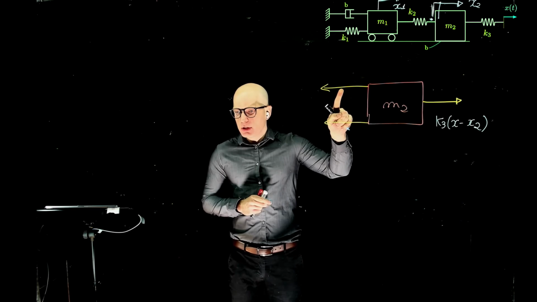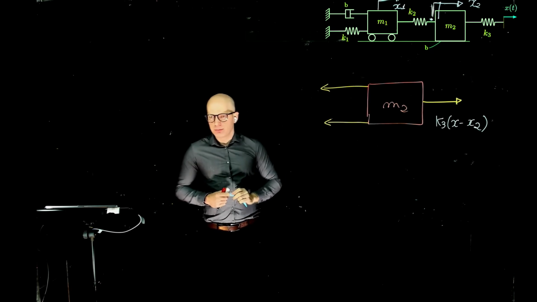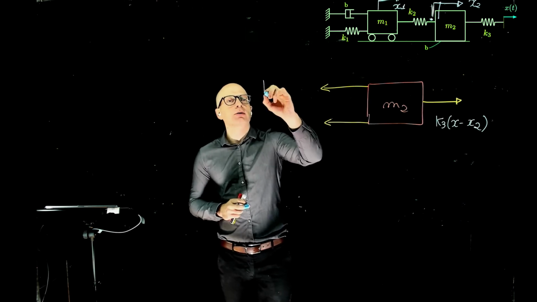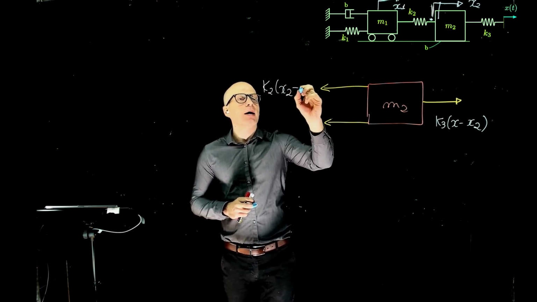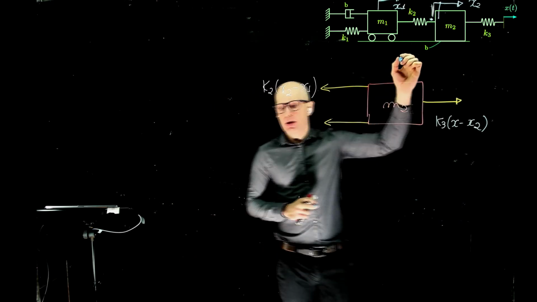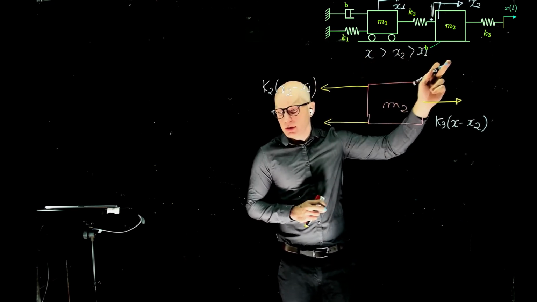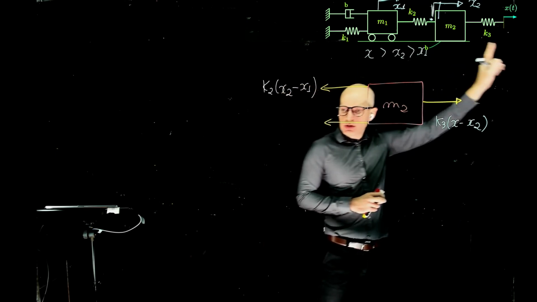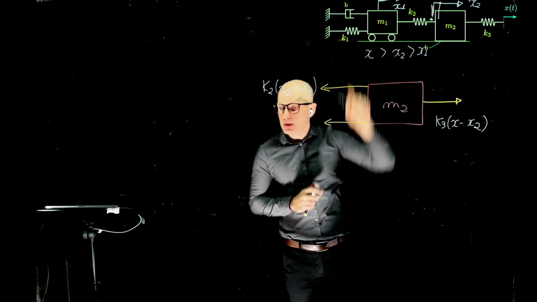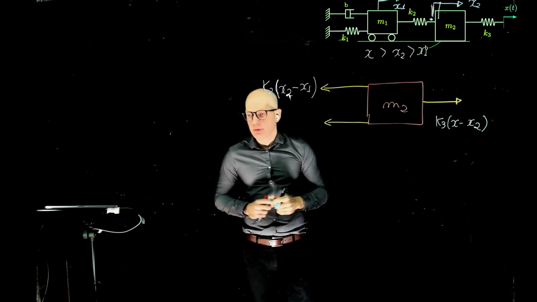Now let's move to this one here, which is due to this spring, K2. So what is the magnitude there? K2 (x2 minus x1). Excellent. K2 (x2 minus x1). Now assuming that x is greater than x2, which is greater than x1. If you move this way, this mass starts moving before that, so you can assume that x2 is slightly greater than x1. Eventually they balance out, but so we can define the signs as being positive.